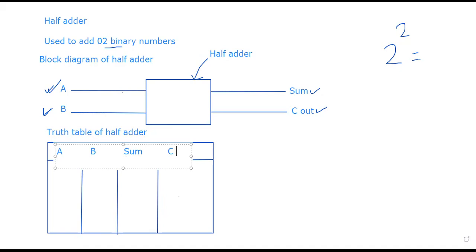So let me say it as C out, right? C out, carry out. Right. So here it's going to be C out, carry out. Right. Then let us draw.